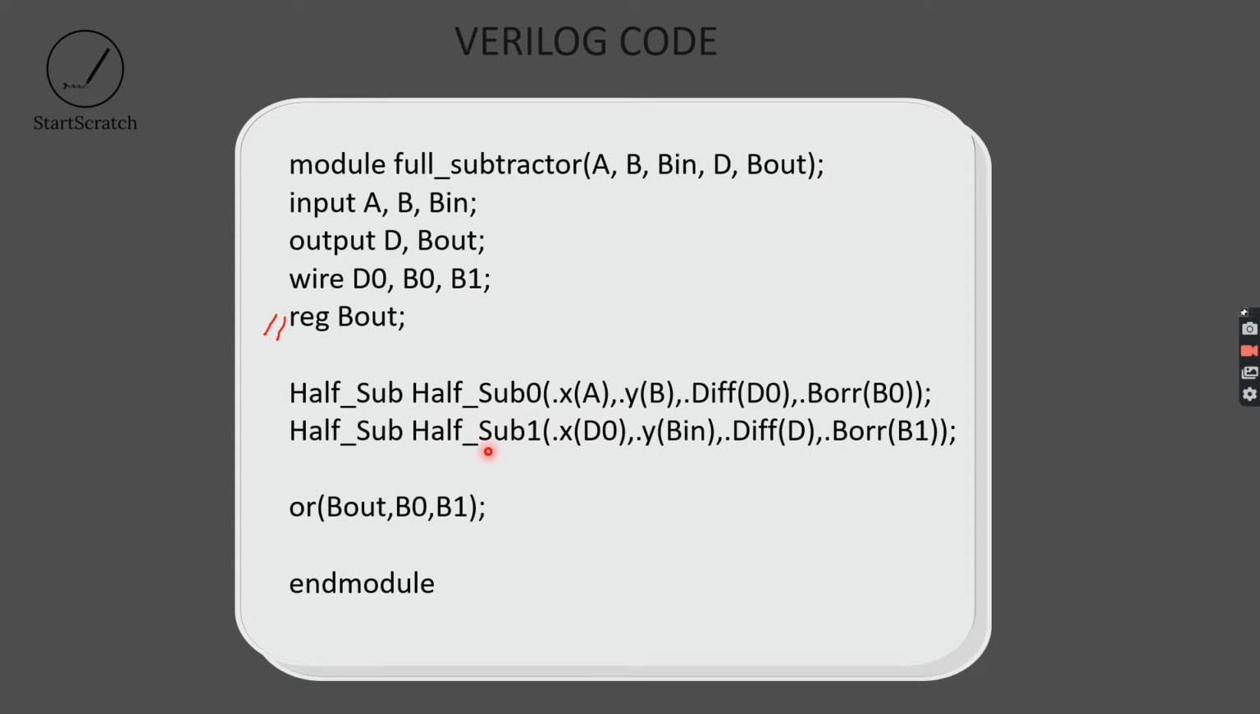Here I declared my module name for half subtractor as half sub 0 for the subtractor 1 and half sub 1 for the second half subtractor. I gave dot x because dot x means it is in this half subtractor, and inside the bracket the element will be connected to this element x, and the b will be given to y, and d0 will be given to diff, b0 will be given to borrow.